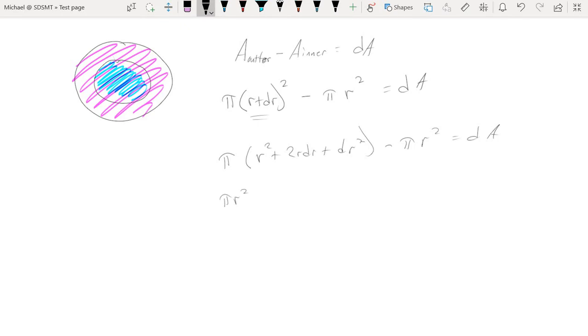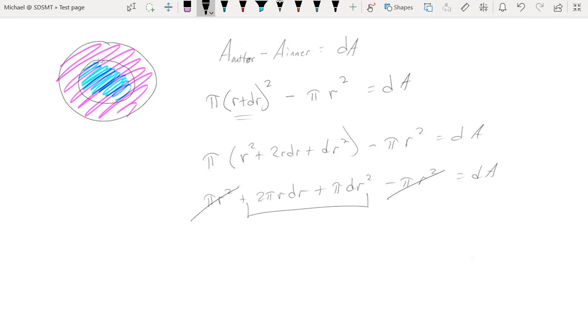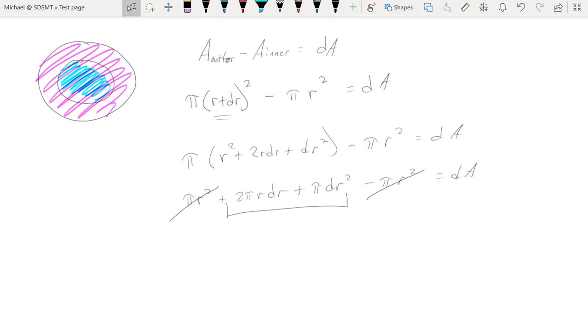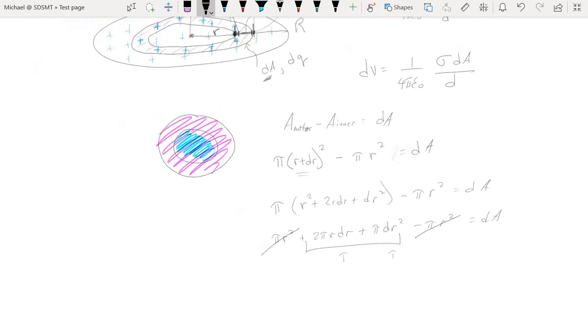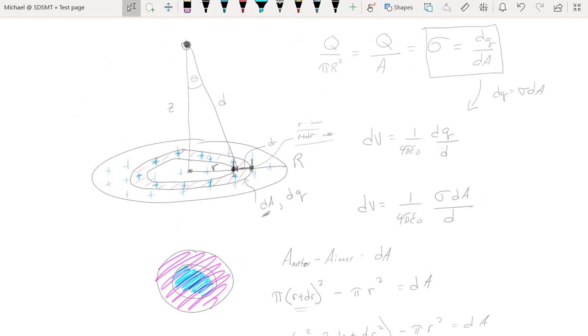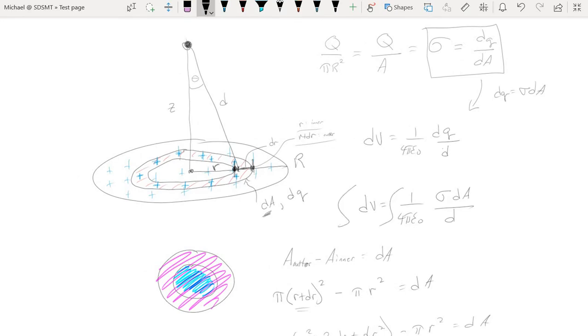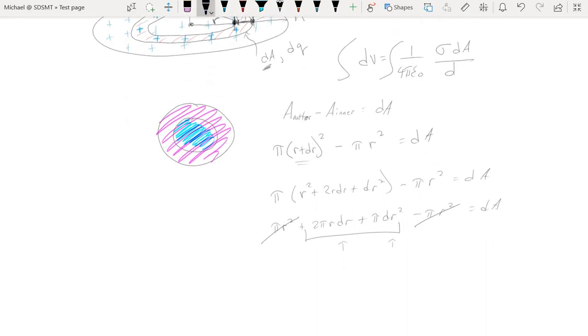And now we'll go through, we'll distribute the pi, and we can see that we have a pi r squared minus a pi r squared. Everything left is the infinitesimal area of our ring segment, except this is a second order differential. I don't want to be messing with that, especially considering the fact that I'm only going to be doing one round of integration. So I can't have a second order differential in there.